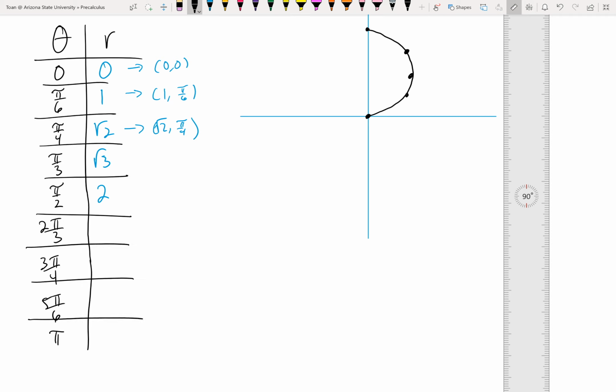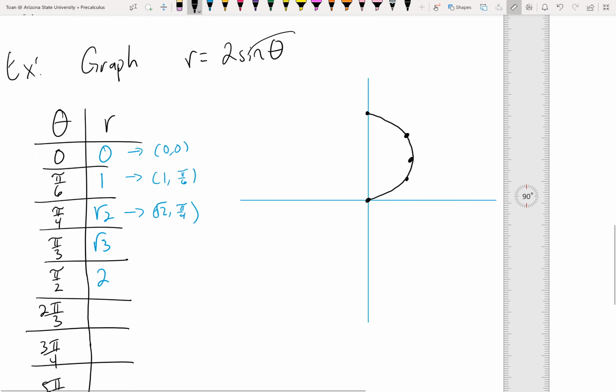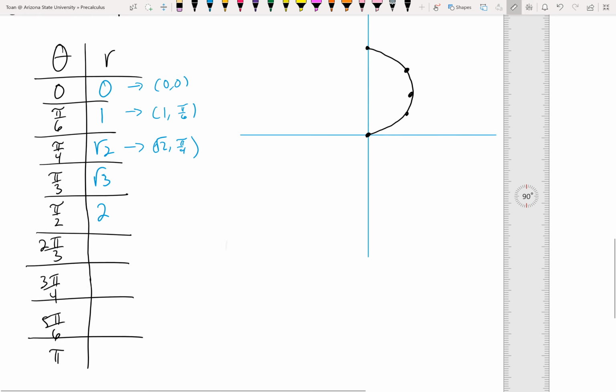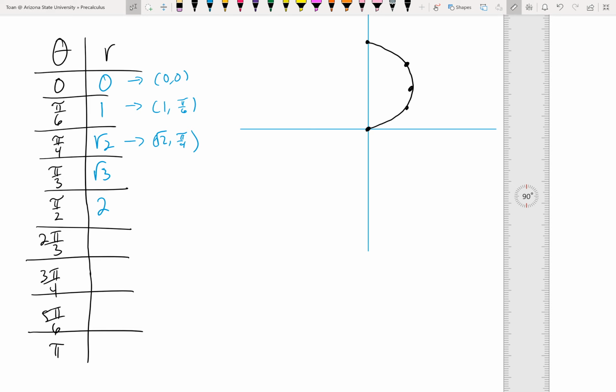Again, I'm not doing anything special, just plug the theta into the equation. So if you were to plug theta into the equation, plugging in 2 pi thirds, you get a radical 3. I should continue with the color. Plugging in 3 pi fourths, you get a radical 2. Plugging in pi 6, since it's sine, it's going to be all positive, you get a 1. Plugging in pi, you get a 0. And I hope people notice the symmetry here.